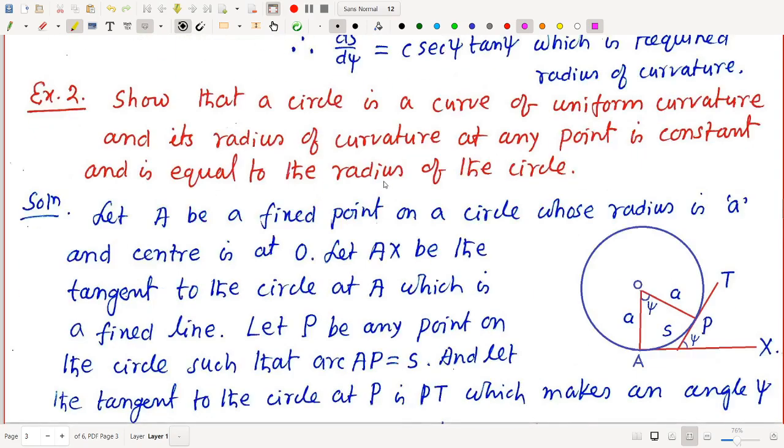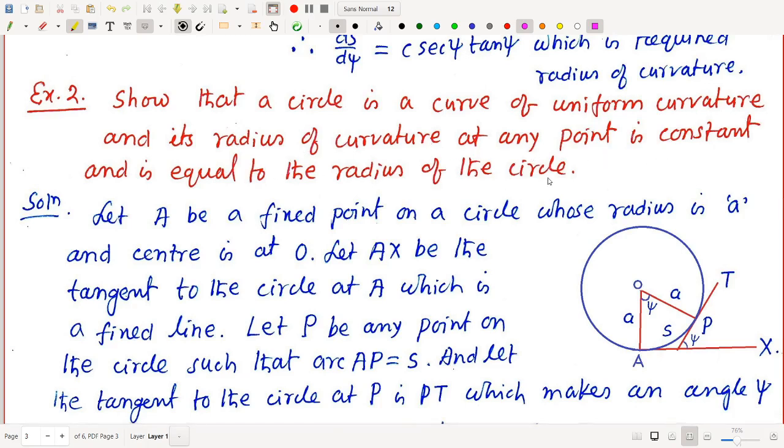So next, example number 2. Show that a circle is a curve of uniform curvature. We know the bending of a circle at every point is the same, uniformly bent. So the question is like that. Show that a circle is a curve of uniform curvature and its radius of curvature at any point is constant and is equal to the radius of the circle.